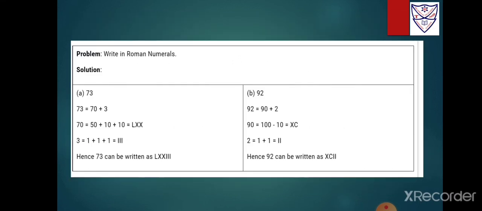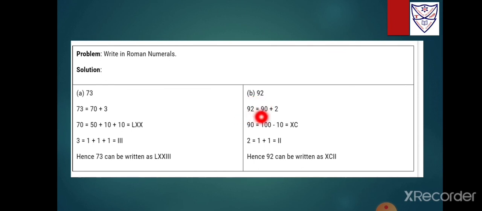Students, let us understand Roman numerals with the example 73. So if I take 73, then 73 is 70 plus 3. So 70 equals 50 plus 10 plus 10. That is equal to LXX. Why? Because we have split 70, and L is 50, X is 10. 3 is 1 plus 1 plus 1, I plus I plus I. And 73 can be written as LXXIII.